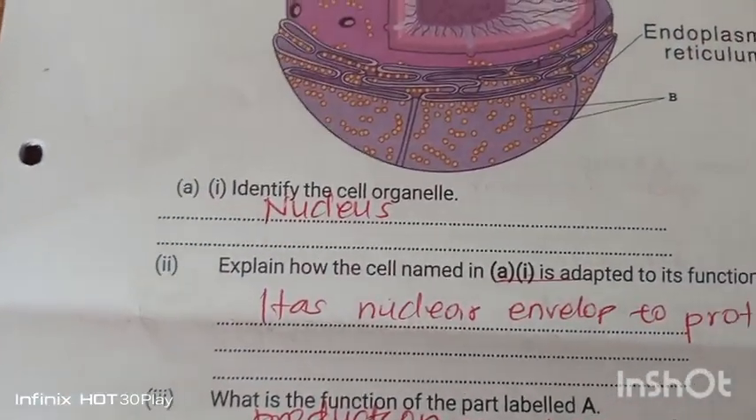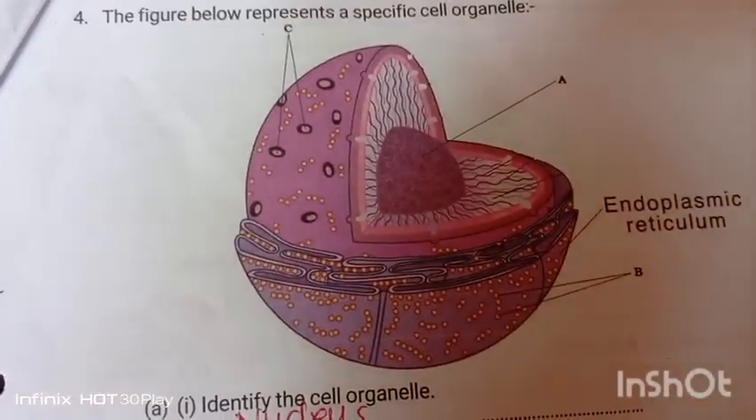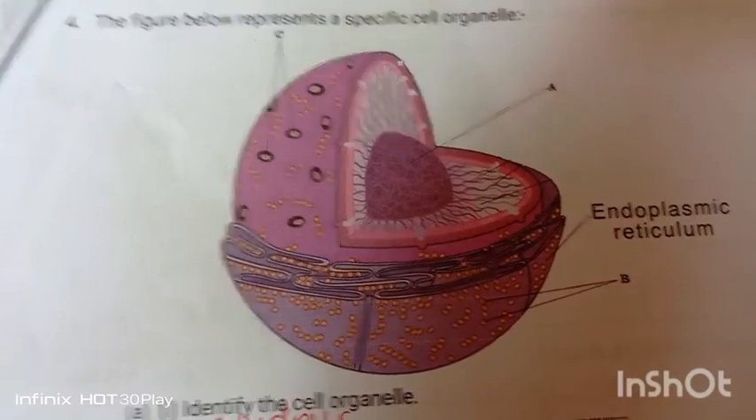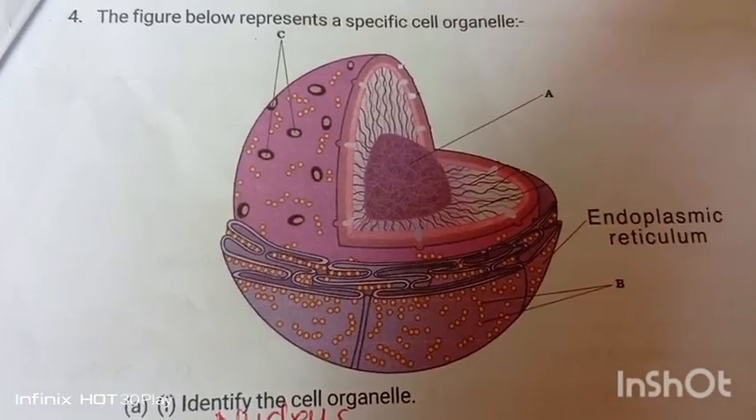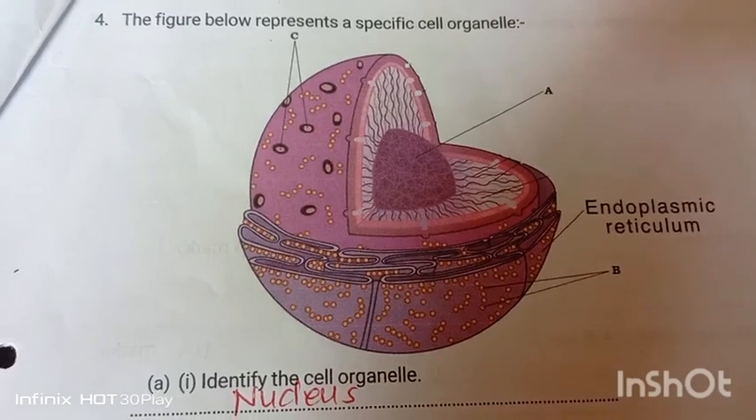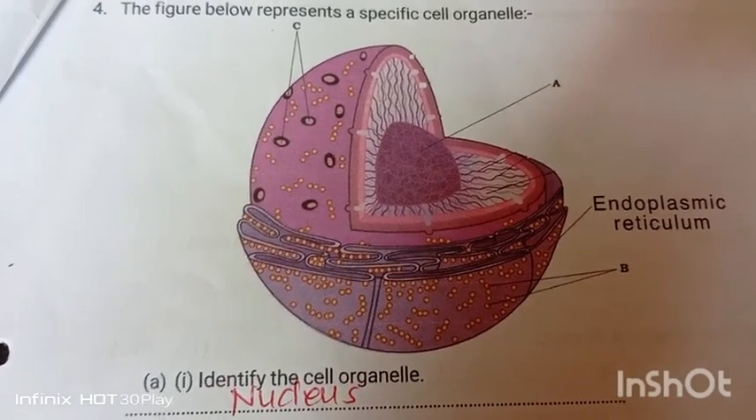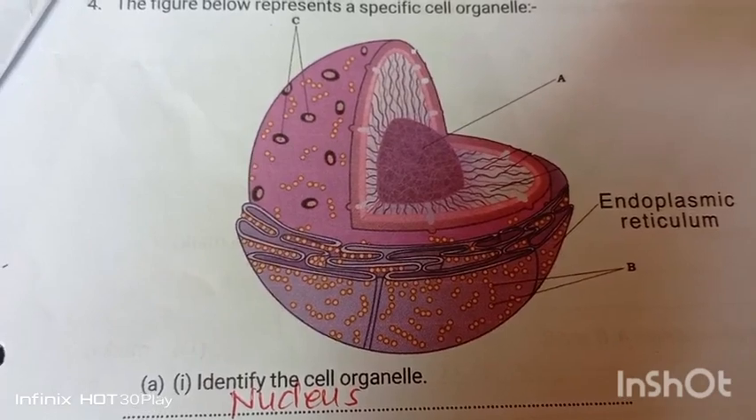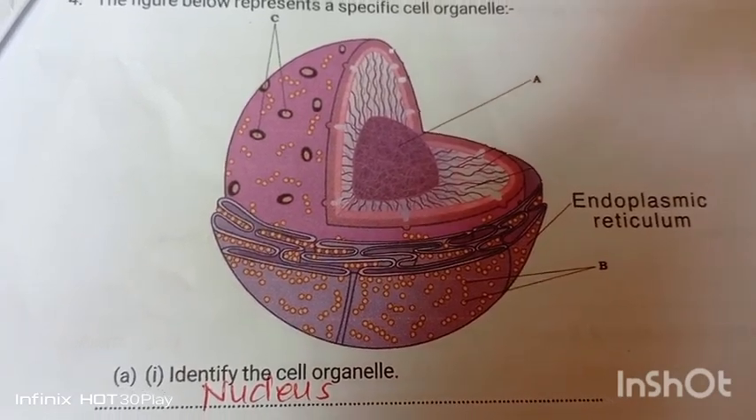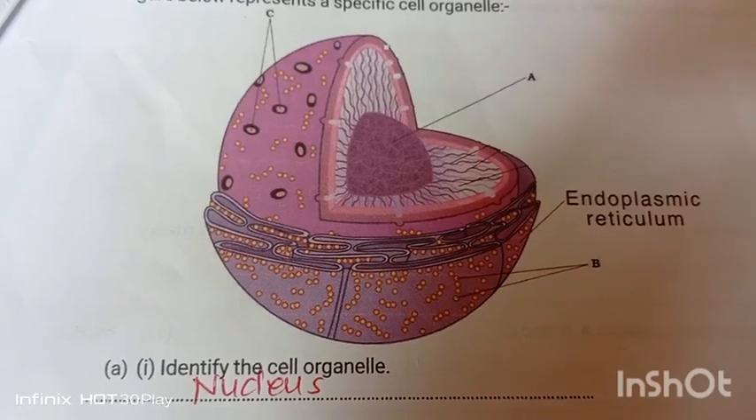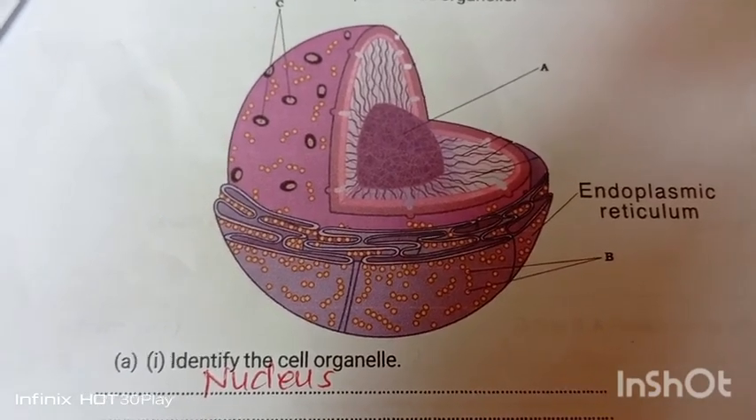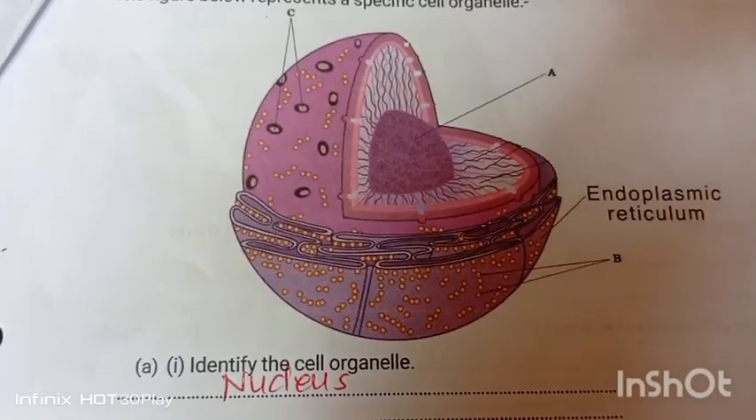Then we have this diagram here. You are told that the figure below represents a specific cell organelle. You are supposed to identify the cell organelle. The cell organelle there is a nucleus. I know some of you have never seen such. So it's a nucleus.